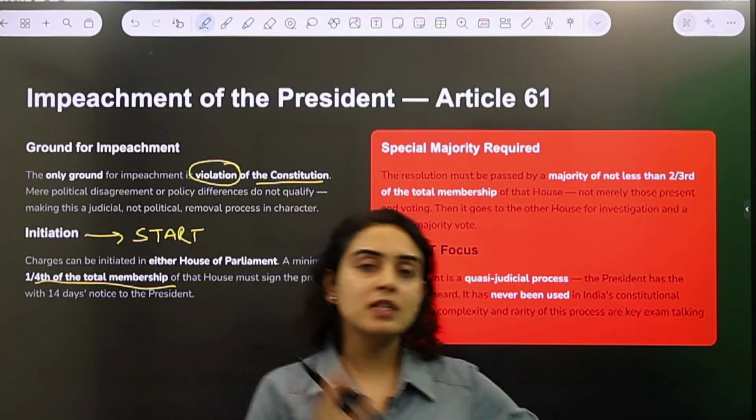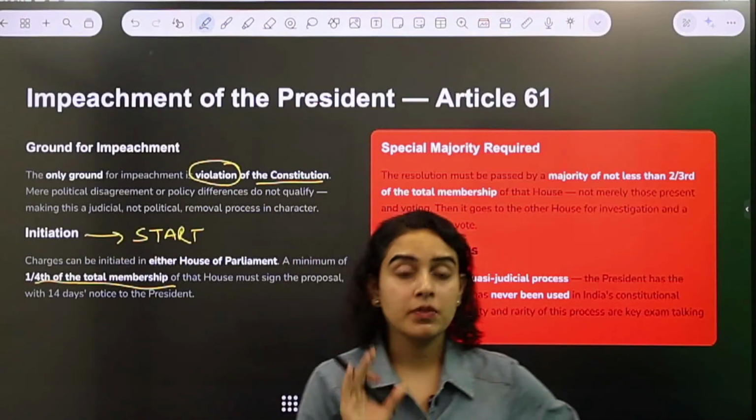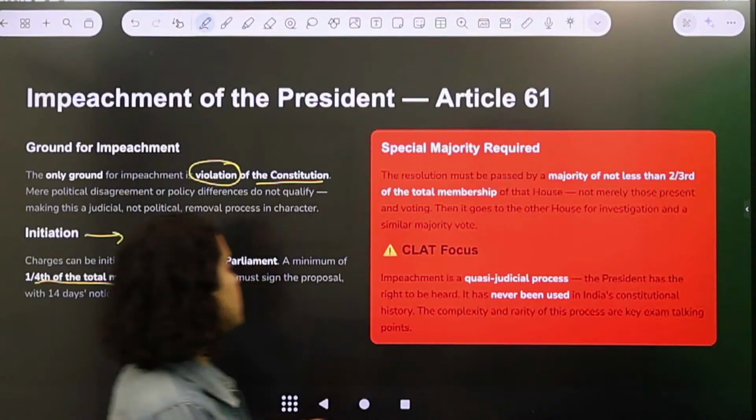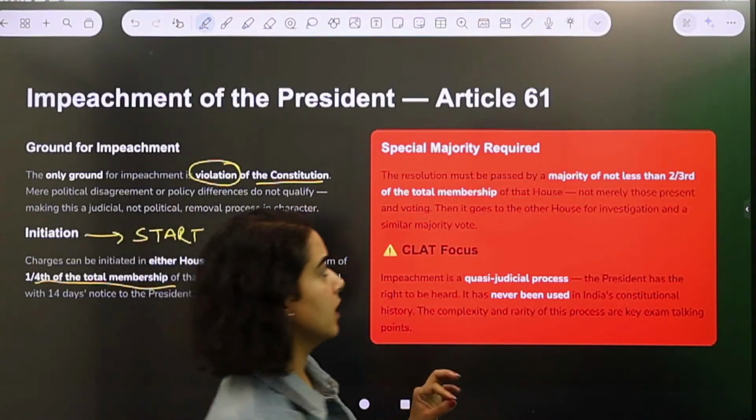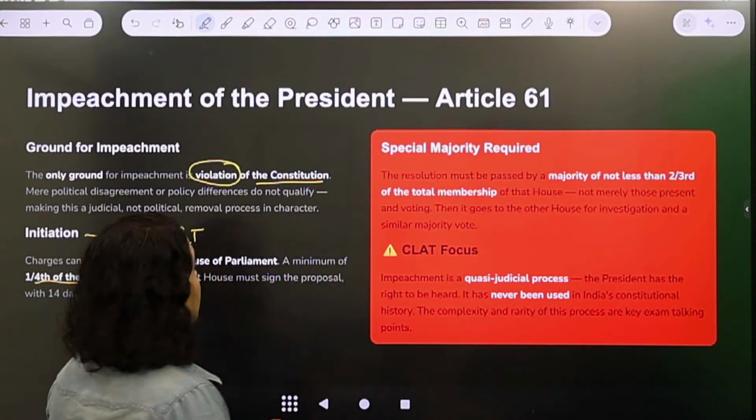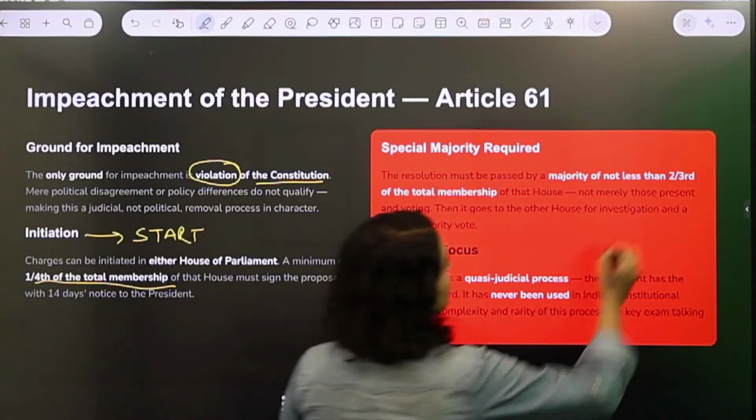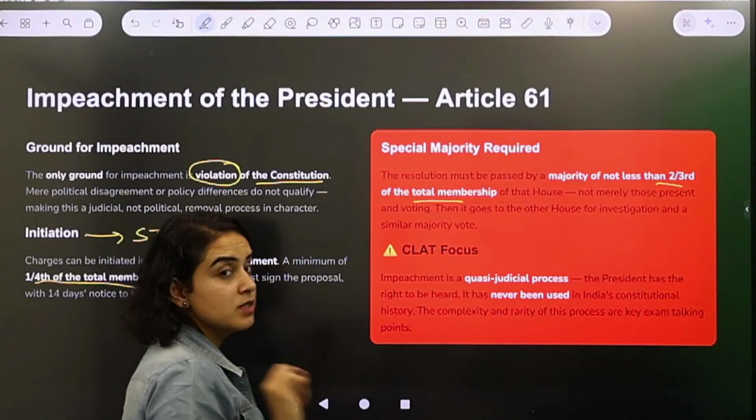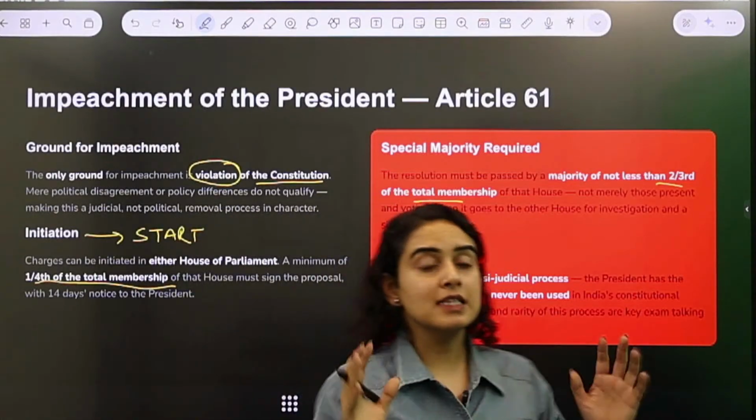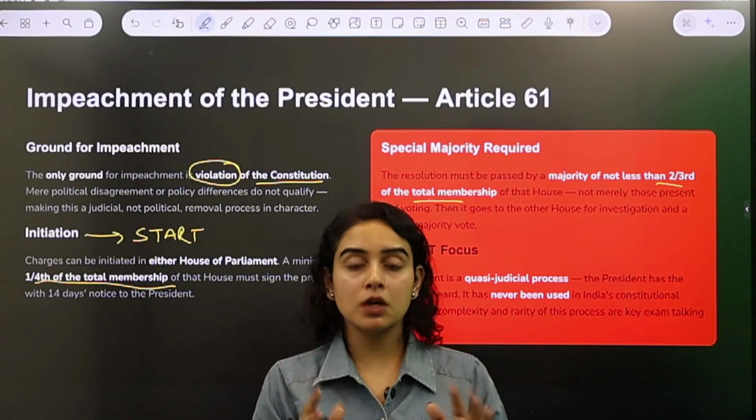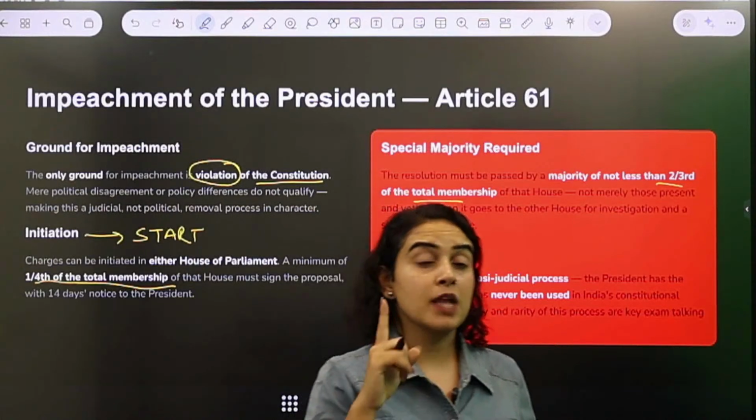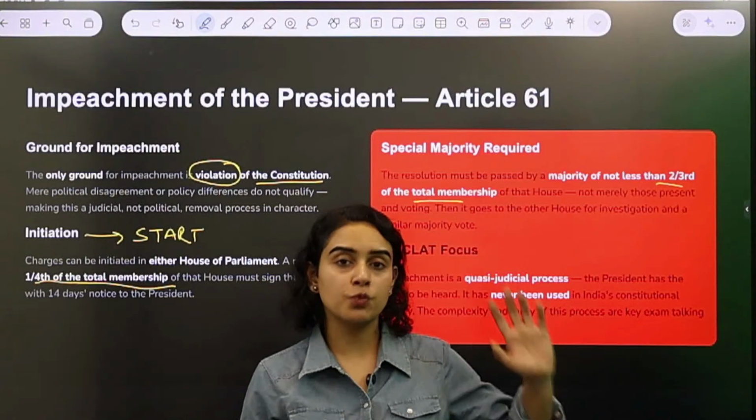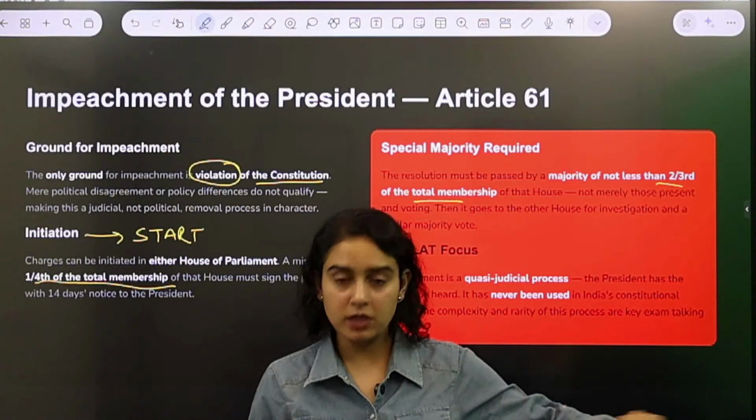And once the proposal is signed, then an overall discussion shall be done on the same, and then voting has to be done. And for voting, at least two-thirds of the total membership, which means around 66% votes. If two-thirds of the members agree that we want to remove the president, they are going to vote in favor of removal.